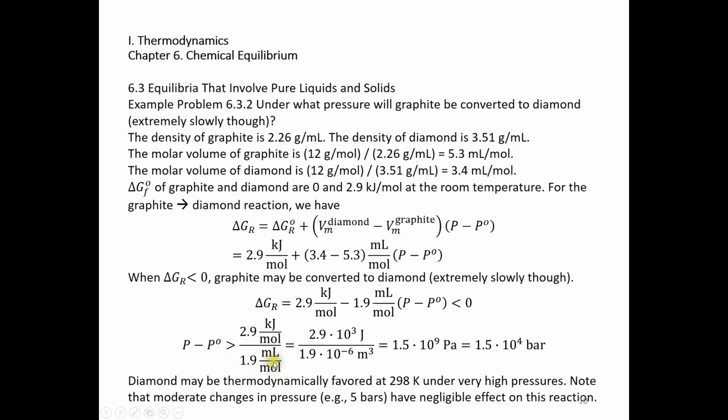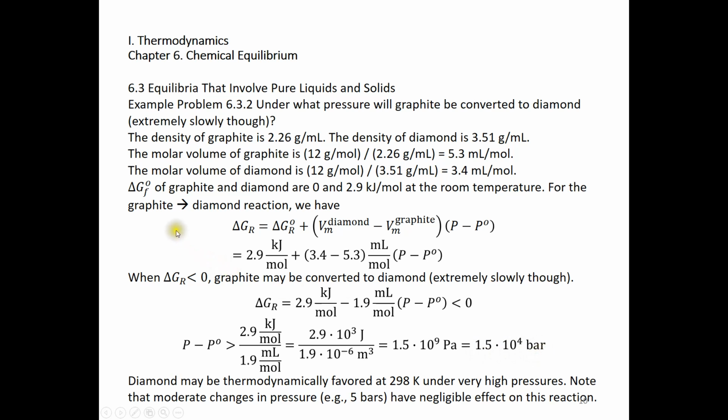How do we do this? Division. We need to use SI units. Mole and mole cancel, kilojoule becomes joule, and milliliter becomes cubic meter. We do the calculation, we get 1.5 billion pascals, which is 15,000 bars. It's a very high pressure.